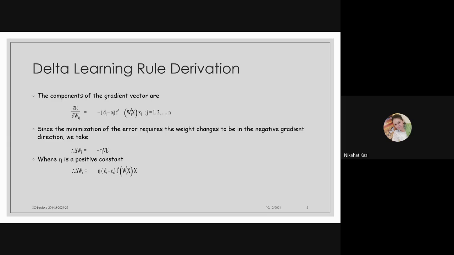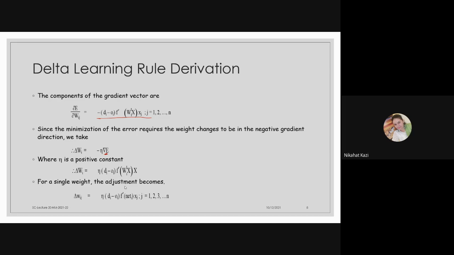So this you are going to substitute here. So this minus and minus get cancelled. So you are left with eta times (d minus o) f dash of net, times x. Okay. So this is the weight update. This delta W that we see, this equation actually is the weight update for delta learning rule.